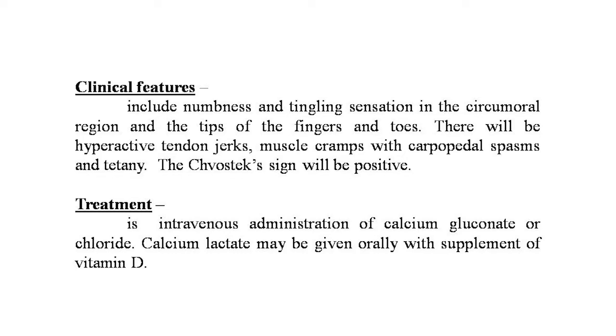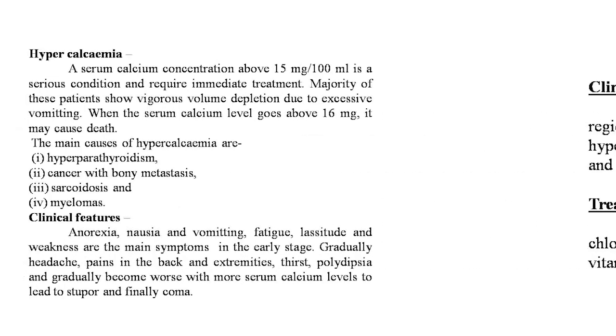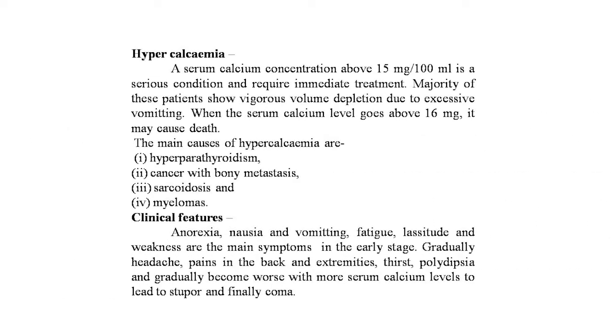The treatment in hypocalcemia is intravenous administration of calcium gluconate or chloride. Calcium lactate may be given orally with supplements of vitamin D. Now, hypercalcemia. A serum calcium concentration above 15 mg per 100 ml is a serious condition and requires immediate treatment. The majority of these patients show vigorous volume depletion due to excessive vomiting. When the serum calcium level goes above 16 mg, it may cause death.